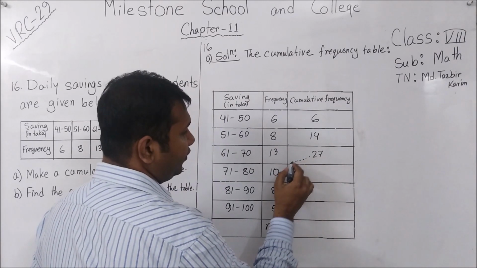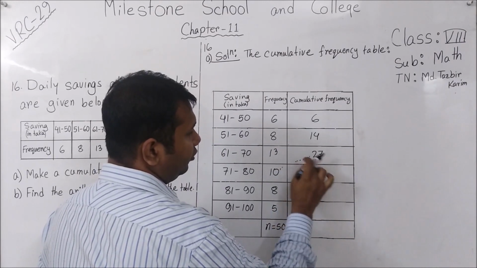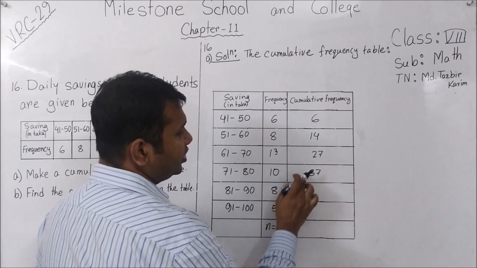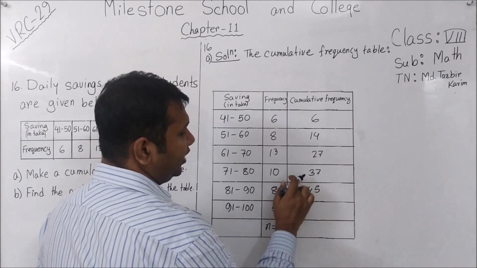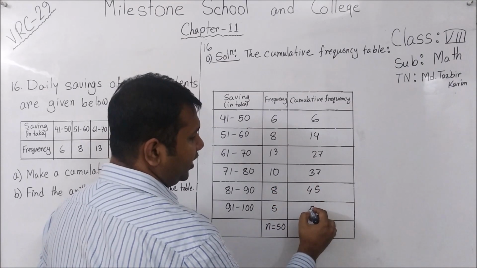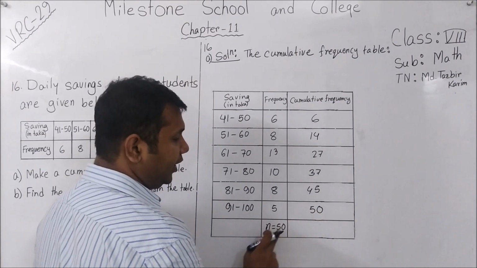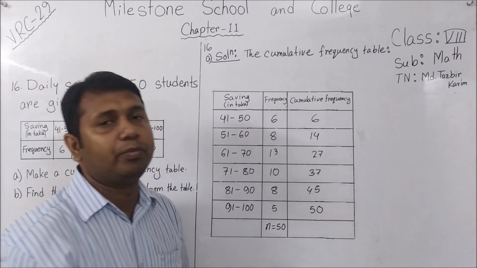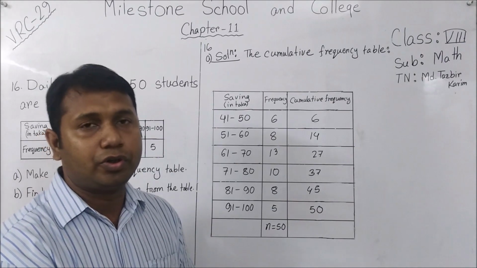Then 27 plus 10, how much? 37. Okay. Then 37 plus 8, how much? 45. Okay. Then 45 plus 5, how much? 50. So the final number will be equal to n, 50. So this is the cumulative frequency table that we are going to draw.